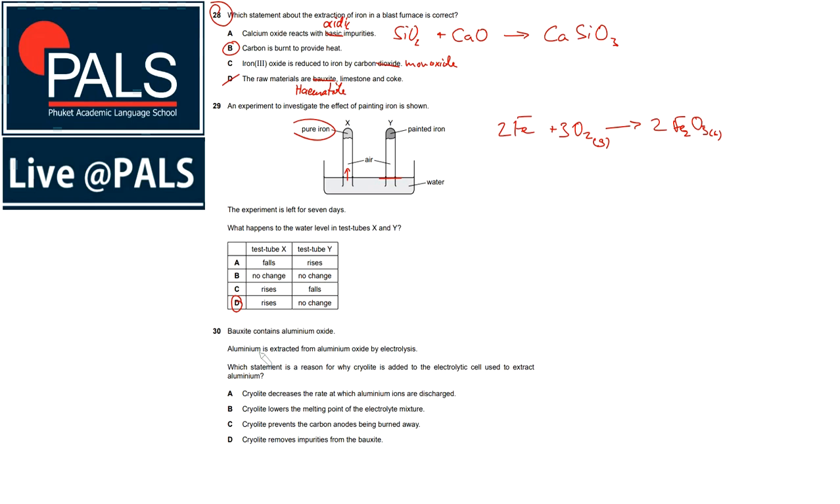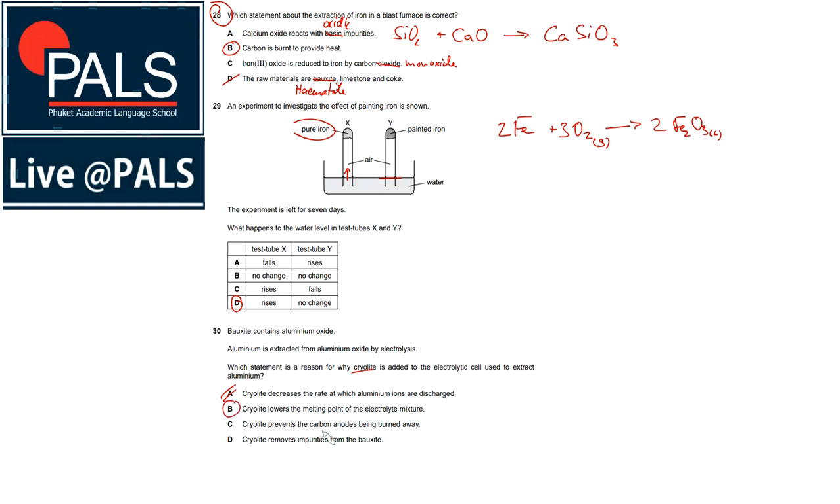So let's go to 30. Bauxite contains aluminium oxide. Aluminium is extracted from aluminium oxide by electrolysis. Which statement is a reason for why cryolite is added to the electrolytic cell used to extract aluminium? Cryolite decreases the rate at which aluminium ions are discharged. Well, that wouldn't be an advantage. That means the rate of aluminium production would be slower. So not A. Cryolite lowers the melting point of the electrolyte mixture. That is the correct answer.